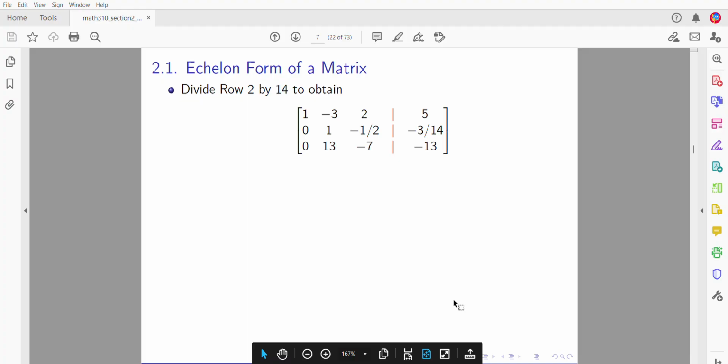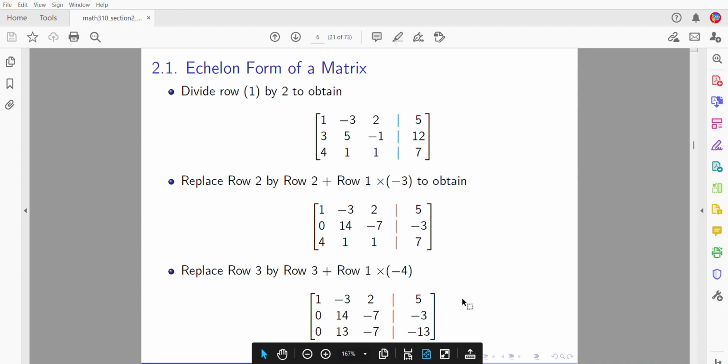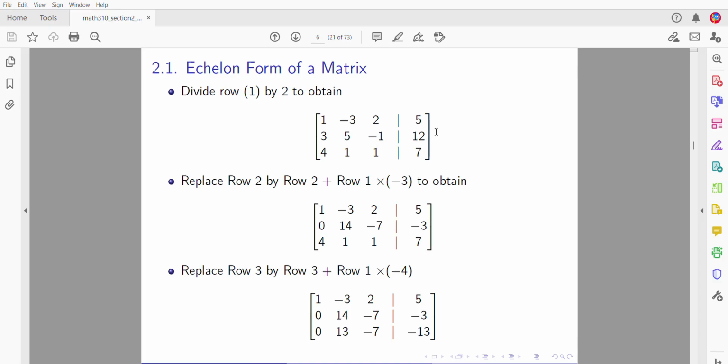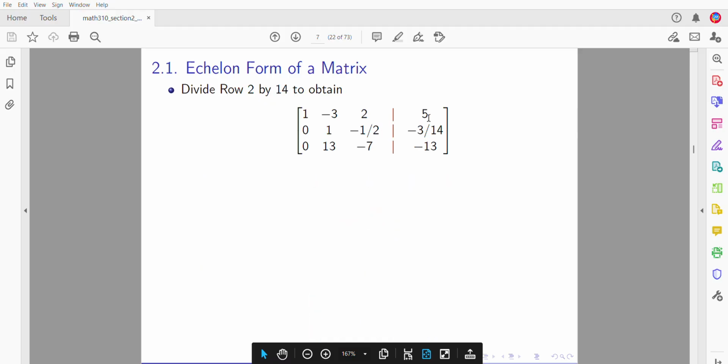What did we do? Divide row 2 by 14. Go back. Row 2 by 14 to get a 1 over there. So 1 here, -12, -3 over 14. Check again. 1, dividing by 14, -12, divide by 14, -3 over 14. Very good. Now that you have 1 here, get a 0 here.